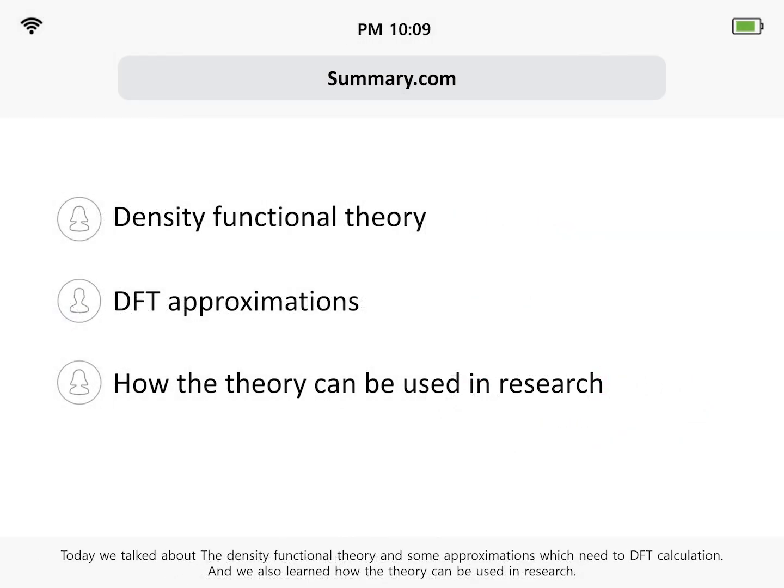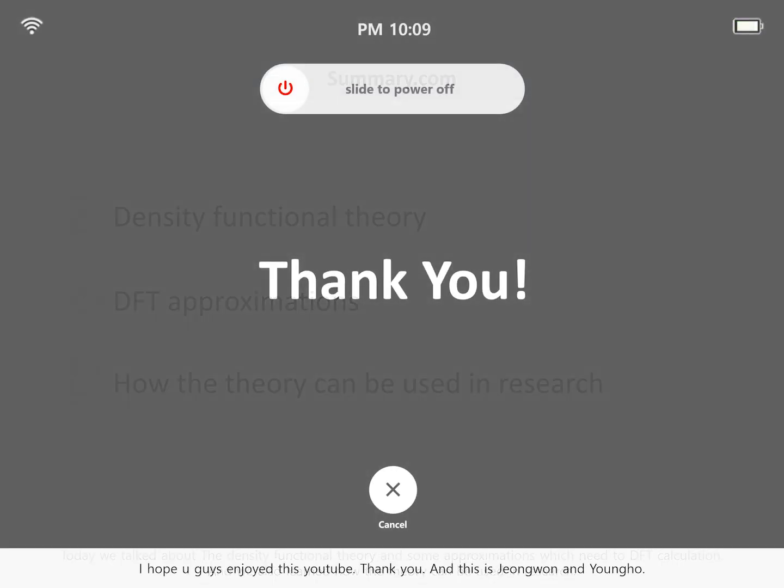Today, we talk about the density functional theory and some approximations which are needed for DFT calculation. And we also learn how the theory can be used in research.